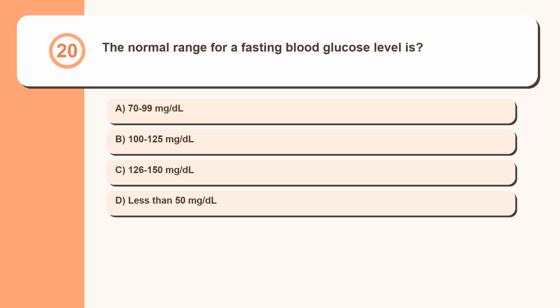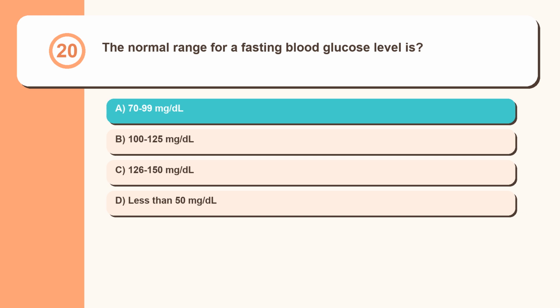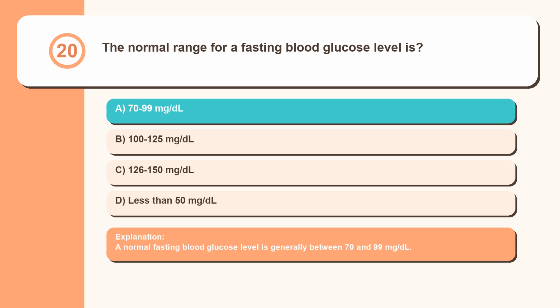Question 20. The normal range for a fasting blood glucose level is 70 to 99 mg/dl, 100 to 125 mg/dl, 126 to 150 mg/dl, less than 50 mg/dl. A normal fasting blood glucose level is generally between 70 and 99 mg/dl.